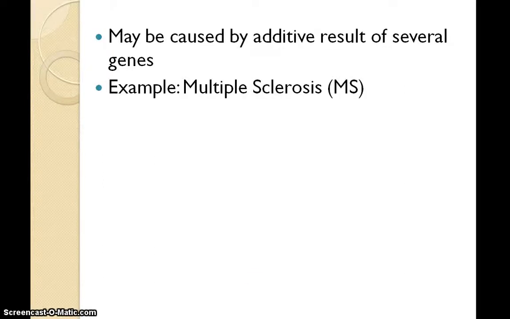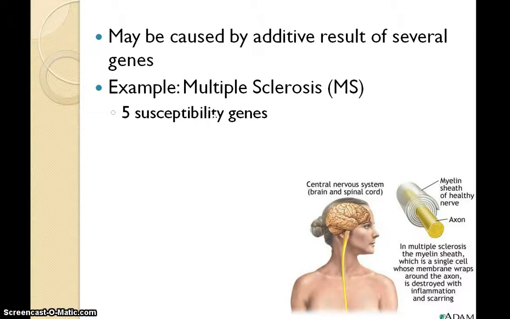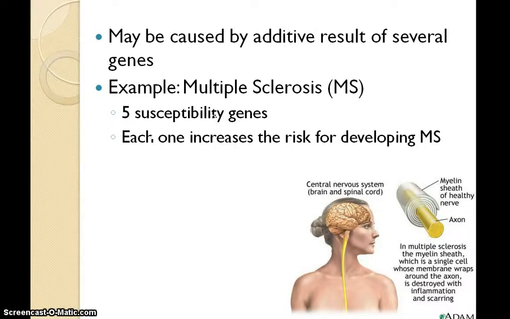Let's consider the example of multiple sclerosis. This is a disease that's sometimes called MS. There are 5 different genes that cause and contribute to multiple sclerosis. The more you have of these dominant genes, each one increases the risk for developing MS. So the effects of each of the genes add up. If you have only one, you would be less likely to develop the disease than if you had 5.